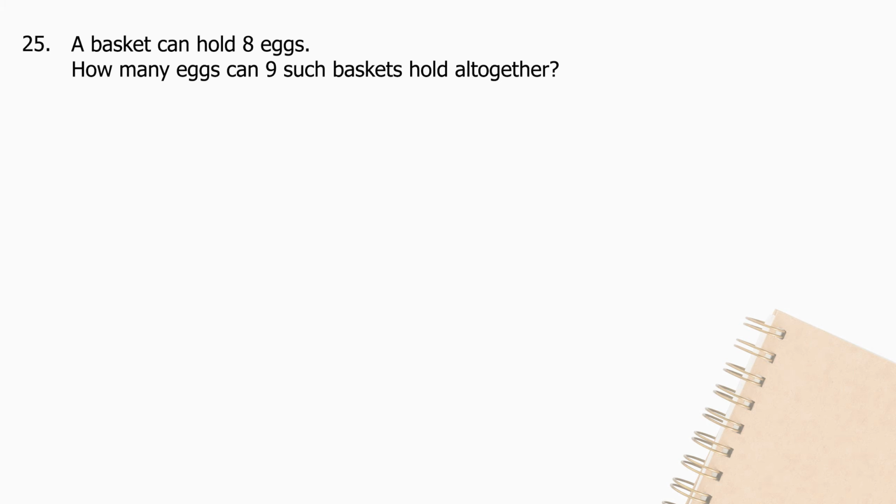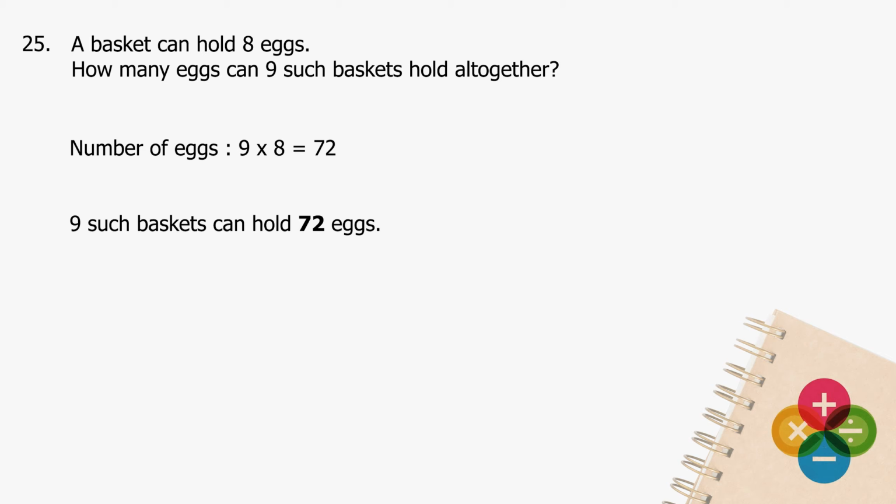Question 25. A basket can hold 8 eggs. How many eggs can 9 such baskets hold altogether? The number of eggs will be multiply 9 by 8, and the product is 72. 9 such baskets can hold 72 eggs.